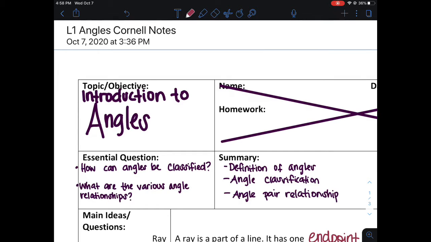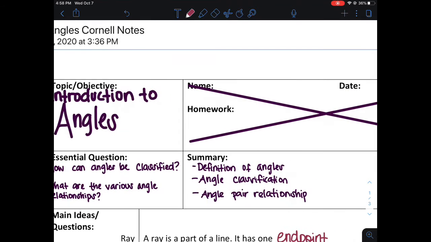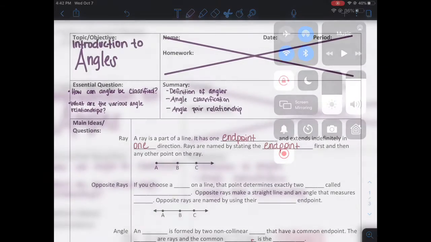Okay guys, this is the introduction to angles, and our essential questions that we need to answer throughout these notes are: how can angles be classified, and what are the various angle relationships? A basic summary of these notes is that you're going to learn the definition of angles, and you're also going to learn how to classify angles and what the different angle pair relationships are. All right, let's go ahead and get into it.